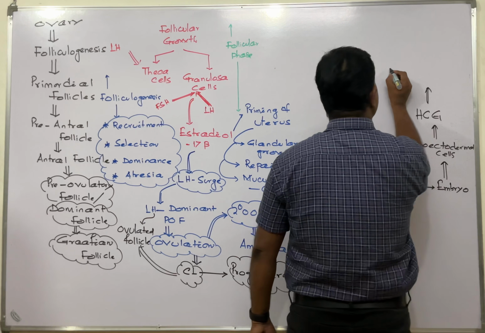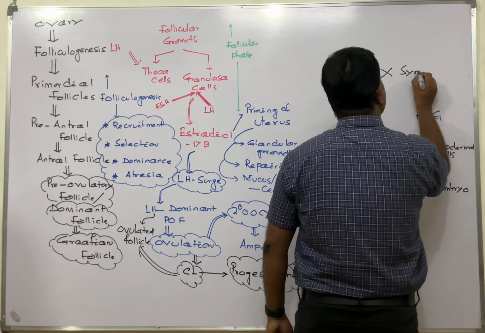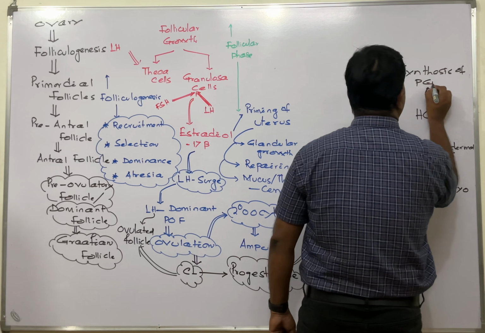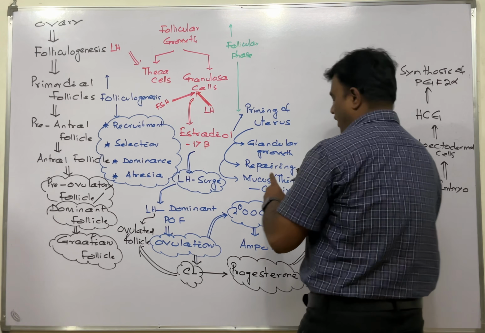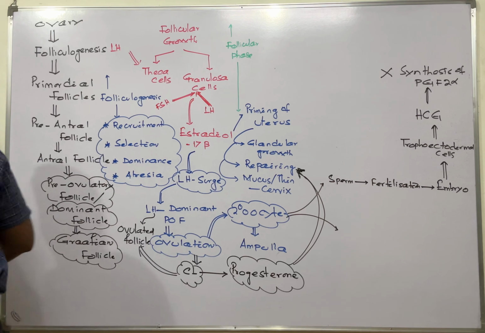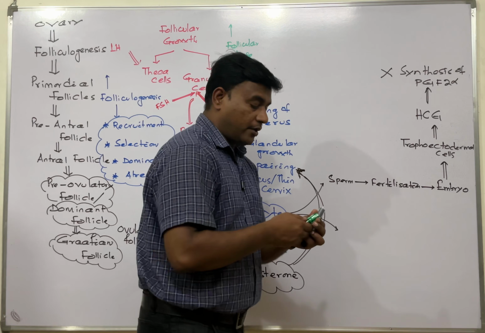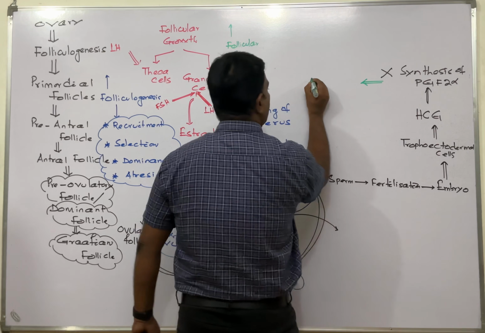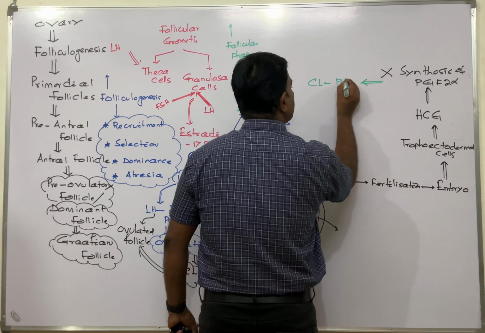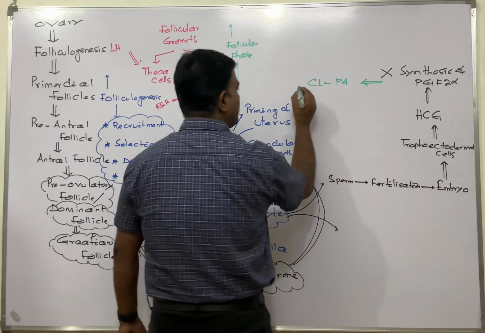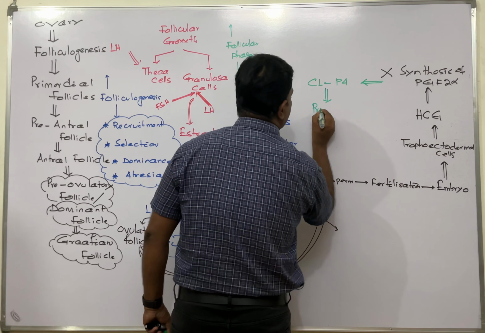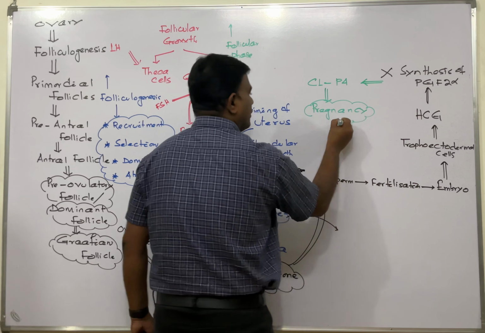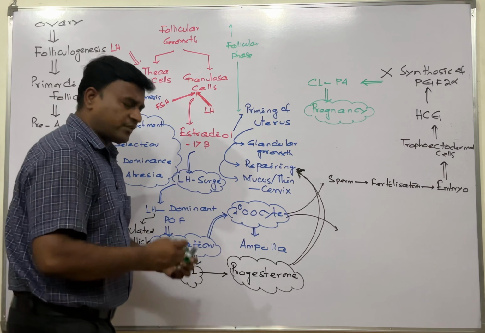It inhibits the synthesis of the prostaglandins, and for me, PGF2 alpha is important. Once this PGF2 alpha synthesis is inhibited, try to understand, the remaining corpus luteum keeps secreting progesterone, and due to this the pregnancy continues. So this is one mechanism, but we are addressing the menstrual cycle.